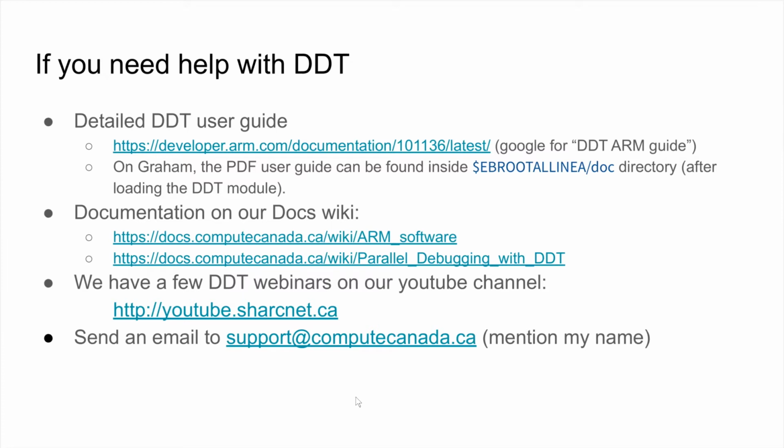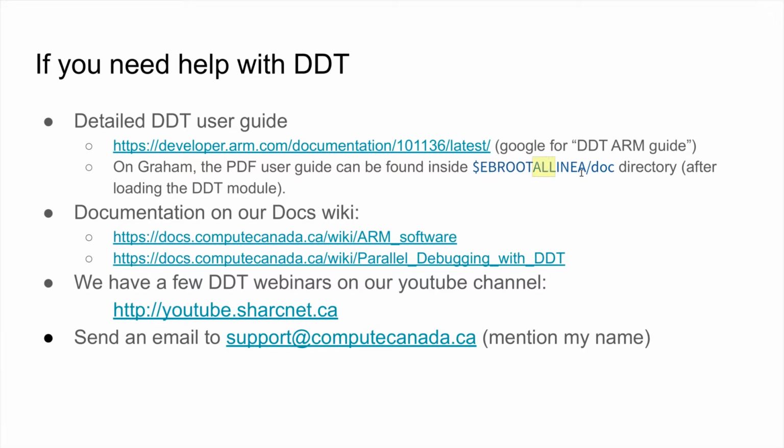All right, so as a beginner, of course, you want to know where to find help about DDT usage. I already mentioned that DDT is fairly self-explanatory, so in my practice, I very rarely had to look up anything in the guide. But if you need to, either Google for the DDT ARM guide, and currently this is the link to the latest version of the user guide. The same guide as a PDF file can be found on our cluster once you do the module load command, module load DDT-something. And the path is described by this environment variable.